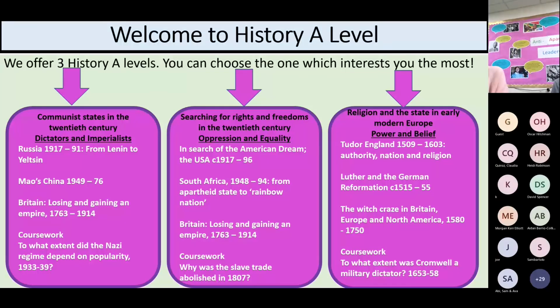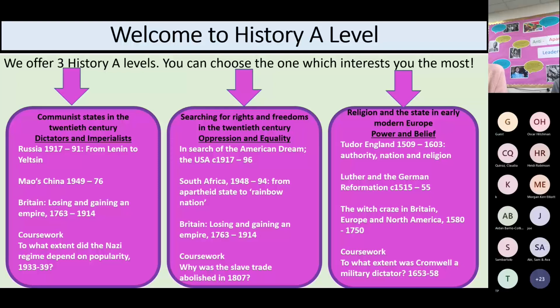In direct contrast to that, our second modern history A-level is oppression and equality. And this is more about searching for rights and freedoms. So in the first year, you do America from 1917 to 1996, and you look at the presidents and how the presidents ruled. Then we look at civil rights, and civil rights means Black American rights, but also Hispanic rights, Native American rights, and gay rights. We also consider the position of women in America. Then we look at society, leisure, tourism, media, as well as the economy.